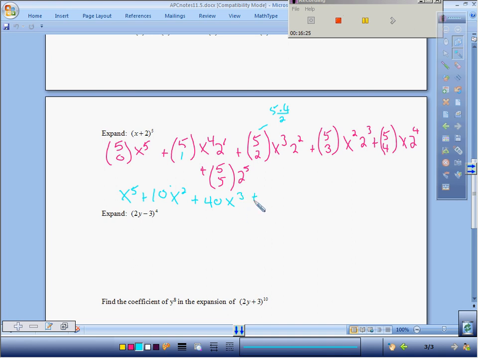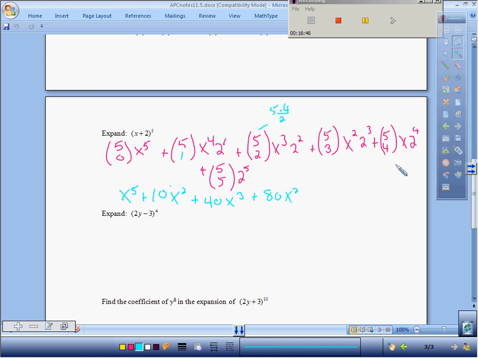Next term, this one also comes out to be 10 when you did that. Okay? So it's 5 times 4 times 3 divided by 3 times 2 times 1. Comes out to be 10, but in this case times 2 to the third. What's 2 to the third? It comes out to be 10 times 8, which would be 80x squared.